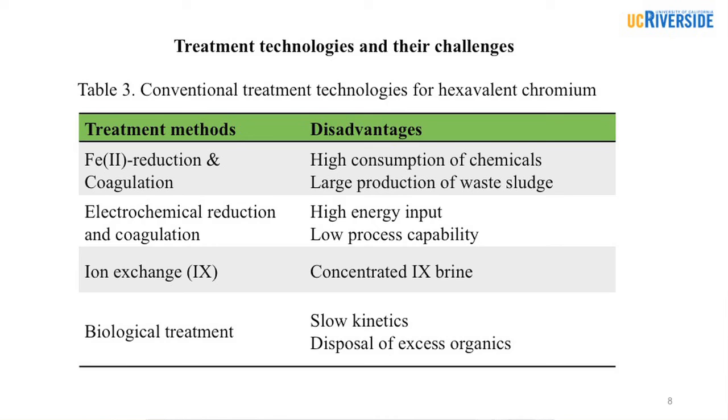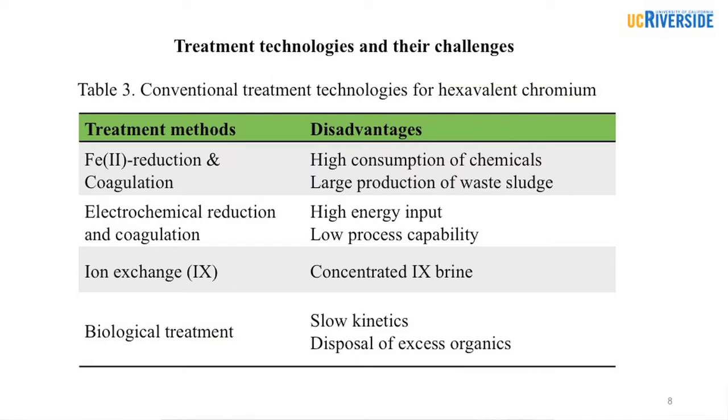And we also have some traditional treatment technologies for chromium-6. The first one is iron-2 based reduction and coagulation. So we use iron 2 salt as the reducing reagent to reduce chromium 6 to chromium 3. But there are some disadvantages for this process. So the first disadvantage is the high consumption of the chemicals, means the reducing agents. We need to add a lot of reducing agents to do the reduction. And also it will produce a large amount of waste sludge.